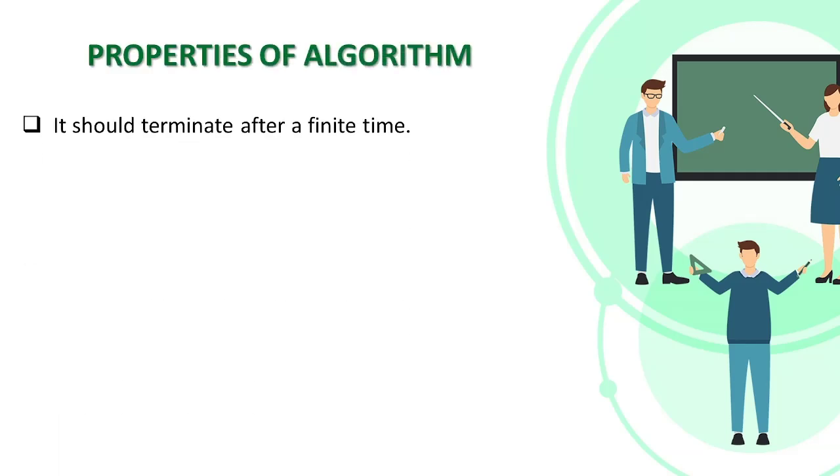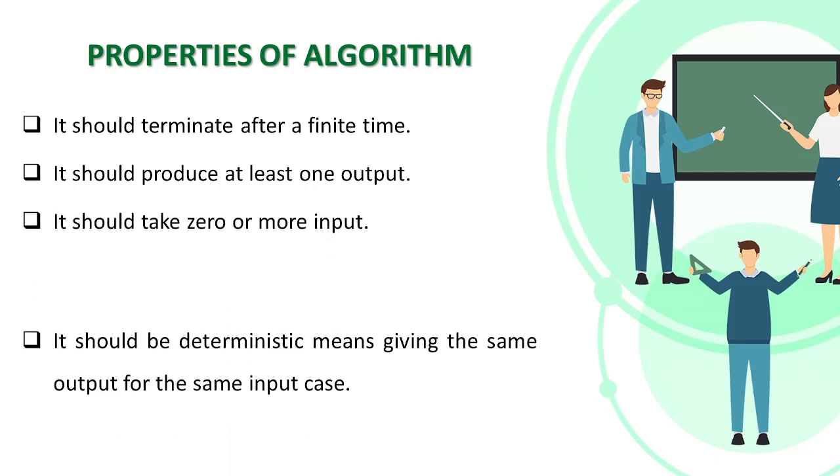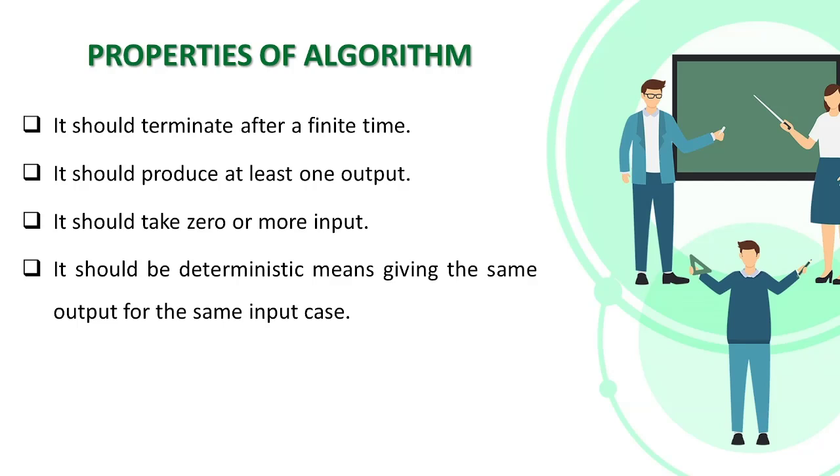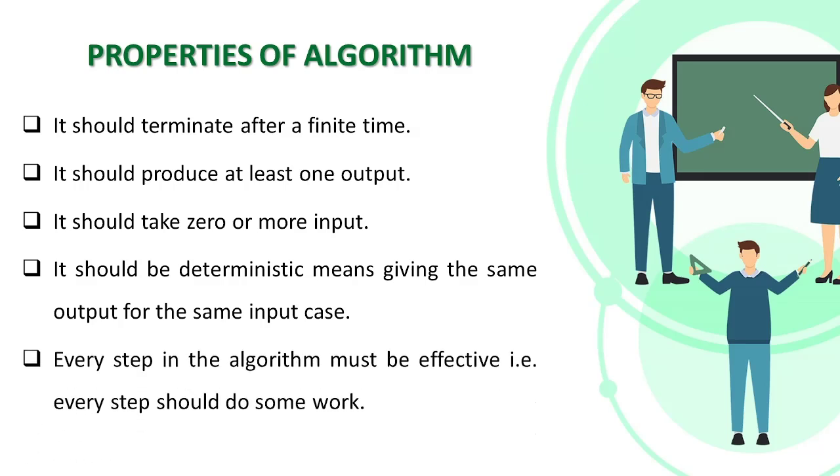Properties of algorithms. The first property, it should terminate after a finite number of time, which means that after executing for a particular point, it should stop. Next, it should produce at least an output. Next, it should take 0 or more input. It should be deterministic, meaning giving the same output for the same input. And the last, every step in the algorithm must be effective. That is, every step should do some work. So these are the properties of an algorithm. It should terminate, it should produce at least an output, it should take 0 or more input, it should be deterministic. Every step in an algorithm must be effective.